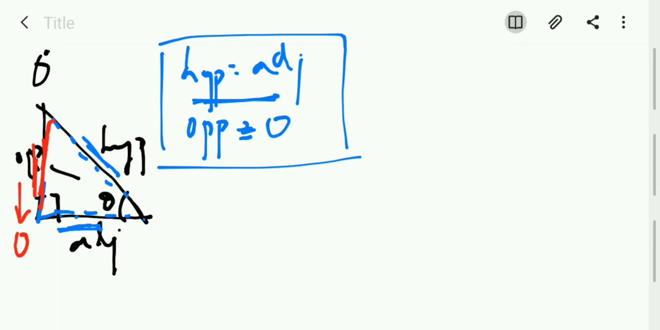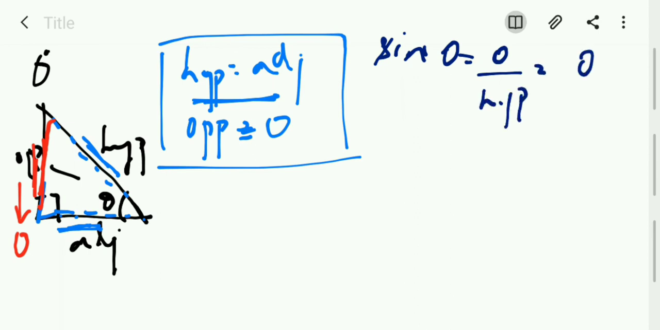Now first is sine. What is sine 0? Opposite by hypotenuse. Opposite is 0, hypotenuse. 0 divided by anything is 0. Look how simple it is. Cos 0 is adjacent by hypotenuse. Now adjacent and hypotenuse both are equal, so that means cos 0 will be 1. Got it? Look how simple it comes.